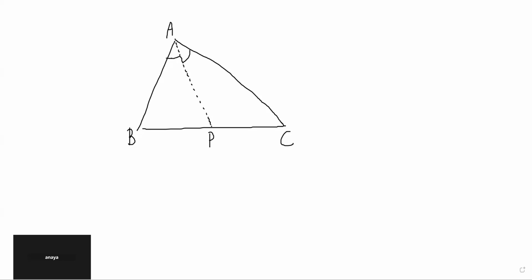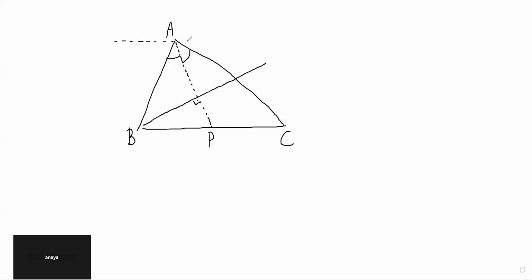AP bisects angle BAC. The line through B perpendicular to AP intersects the line through A parallel to BC.